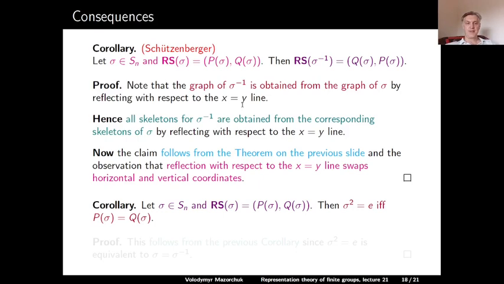Another corollary. Let sigma be an element in S_n such that the Robinson-Schensted correspondent of sigma is equal to P of sigma and Q of sigma. Then sigma is an involution, in the sense that sigma squared is equal to the identity, if and only if P of sigma is equal to Q of sigma. Proof: this follows from the previous corollary, since the condition that sigma squared is equal to the identity is equivalent to the condition that sigma is equal to sigma inverse.